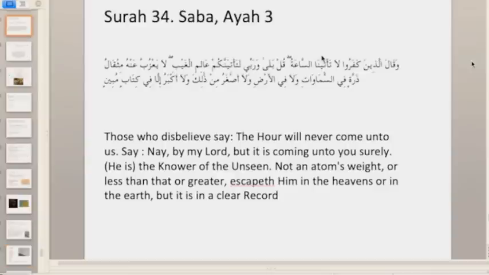And here is Surah 35. It says, those who disbelieve say the hour will never come unto us. Say, nay, by my Lord, but it is coming unto you surely. He is the knower of the unseen. Not an atom's weight, or less than that or greater, escapeth him in the heavens or in the earth, but it is in a clear record.